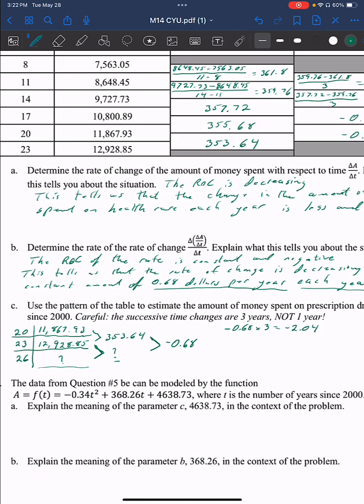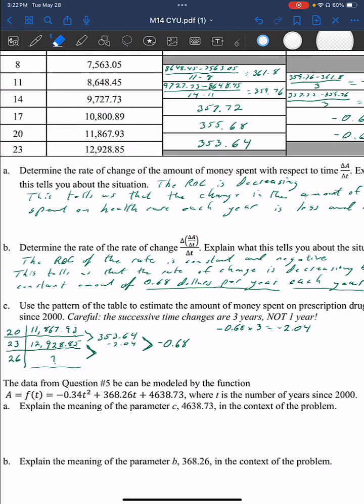So that means the change from here to here is 2.04. So 353.64 minus 2.04 tells me that the average rate of change between 2023 and 2026 will be 351.60. And again, I can't just add that to the 12,000 because I know that that is an average rate of change per year, and there's a 3-year time period that's happening here. So this is 1,054.8.